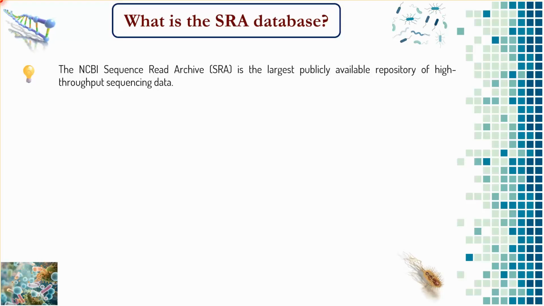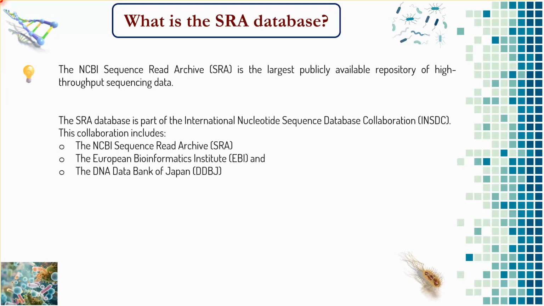The NCBI Sequence Read Archive or SRA is the largest publicly available repository of high-throughput sequencing data. It stores raw sequencing data and alignment information from all branches of life, including genomic studies, transcriptomic studies, metagenomic studies, and environmental sequencing studies.